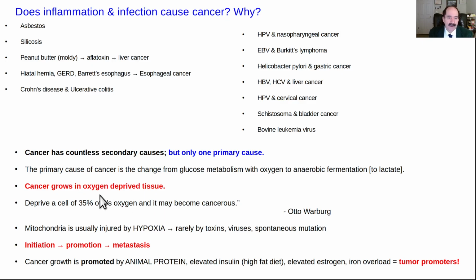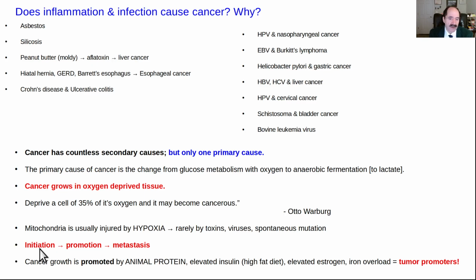All right. Cancer grows in oxygen-deprived tissue. Deprive a cell of 35% of its oxygen, and it may become cancerous. Otto Warburg. So the mitochondria is most commonly damaged by hypoxia. And then other things can damage it too, but it's especially hypoxia. Now here are the three phases of cancer. You really need to know this.